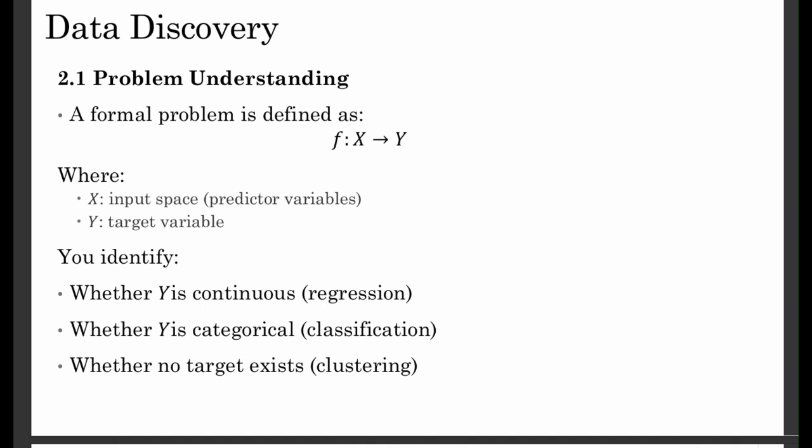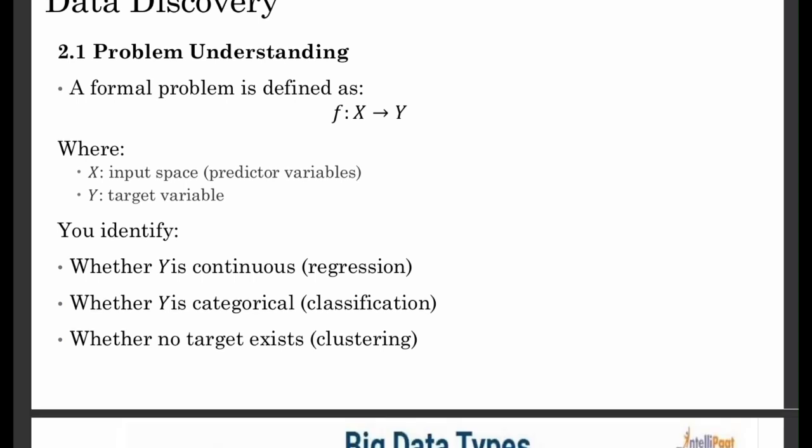During this phase, you identify what kind of problem you are dealing with. If Y is continuous, for example, predicting someone's salary or the price of a house, that's a regression problem. If Y is categorical, for example, predicting whether an email is spam or not, that's a classification problem. If there is no target variable and you're trying to find natural groupings in the data, that's a clustering problem, which is unsupervised learning. This classification of your problem directly determines which algorithm and evaluation metrics you will use. So, getting this right at the discovery stage is absolutely critical.